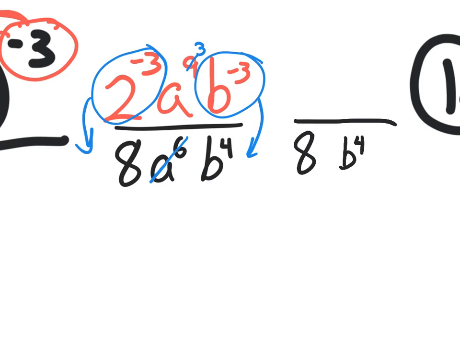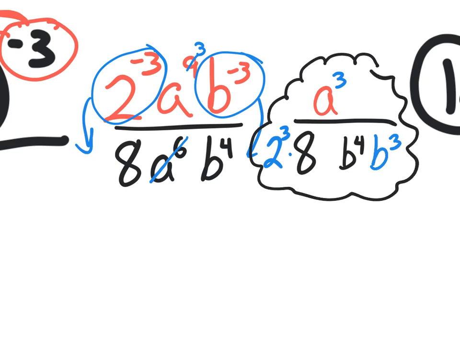Up on top, I have what left over? I have the A to the 3rd, okay? And this 2 to the negative 3, I need to move it in front of the 8 that did not move. So the 2 to the negative 3 becomes 2 to the positive 3 right in front of the 8, which means I need to multiply. And then the B to the negative 3 moved down, and you're going to have B to the positive 3 right after the B to the fourth. Are you with me? So far we have this right here.